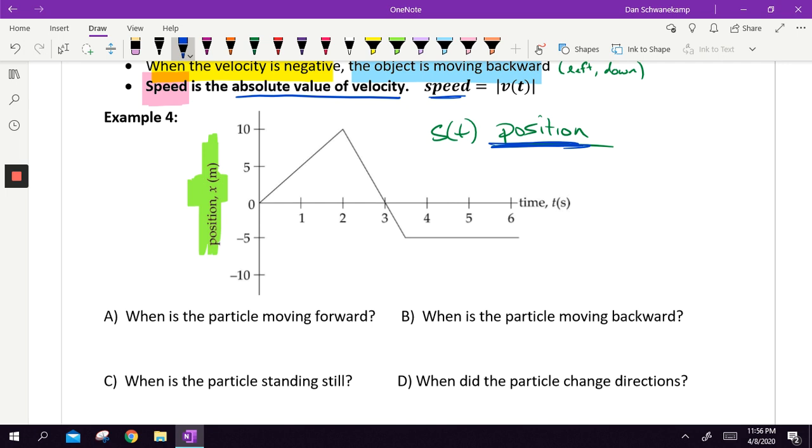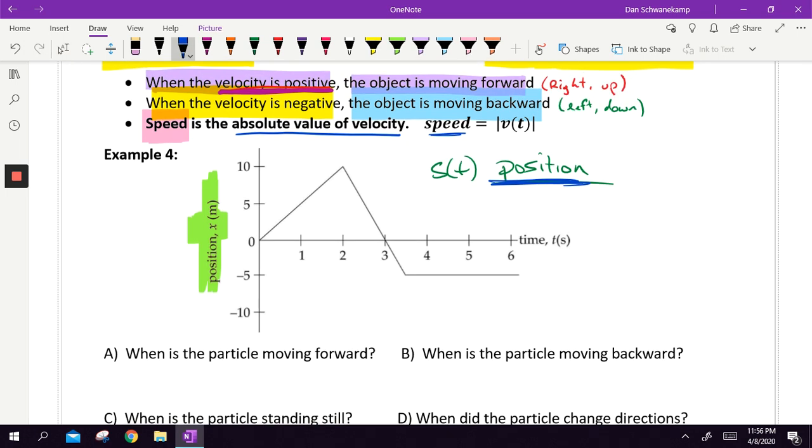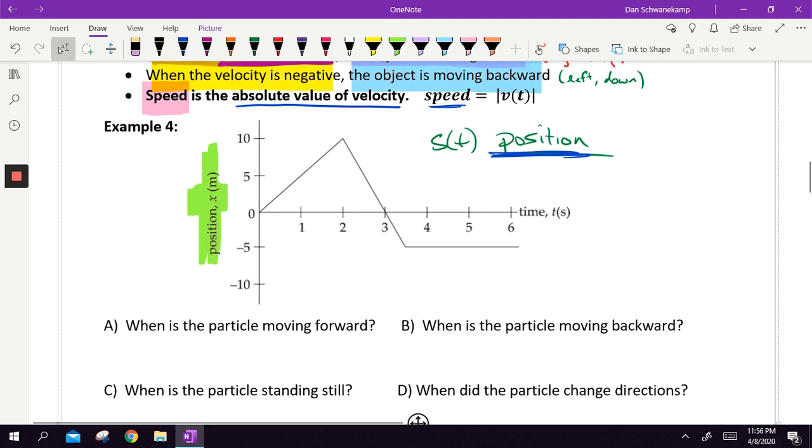Velocity is the derivative. Velocity is the slope. So if I want the velocity to be positive, I want to have positive slope. So when on this graph am I moving forward? Well, from 0 until 2, I am moving forward. And that makes sense. My position is 1, then my position is 2, and 3, and 4, and 5, and 6, and 7, and 8, and 9, and 10.